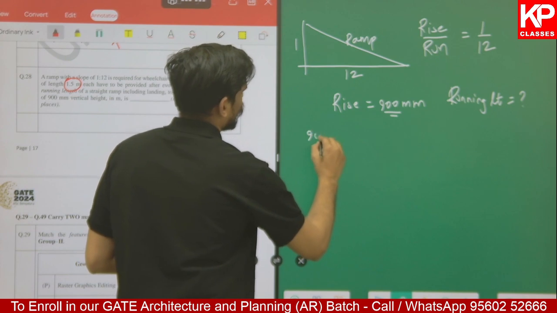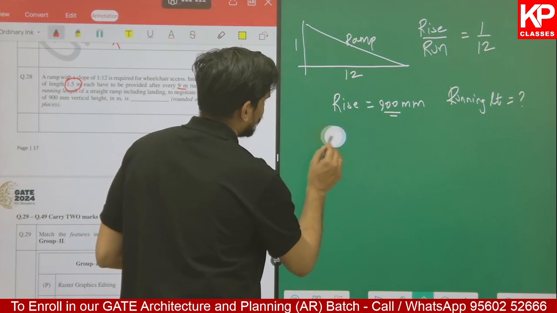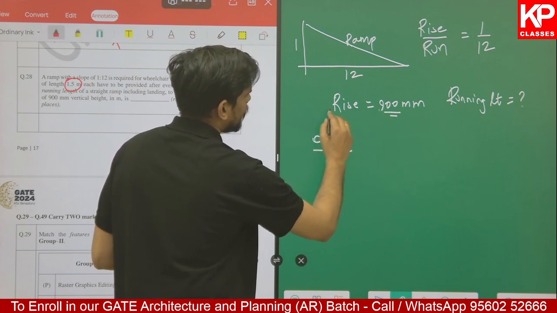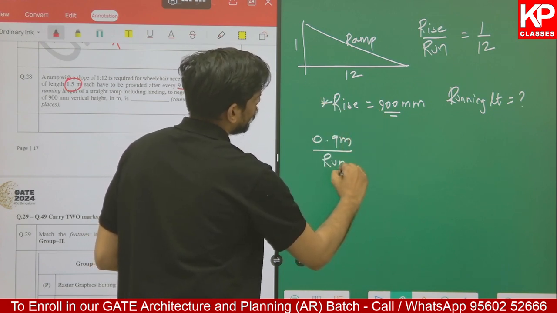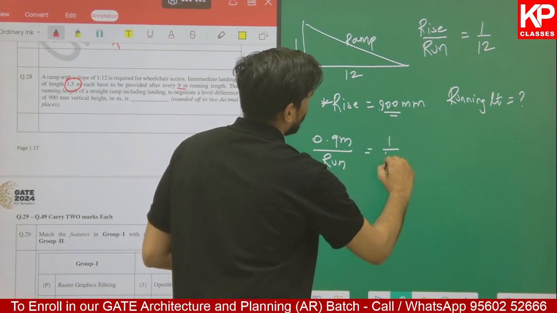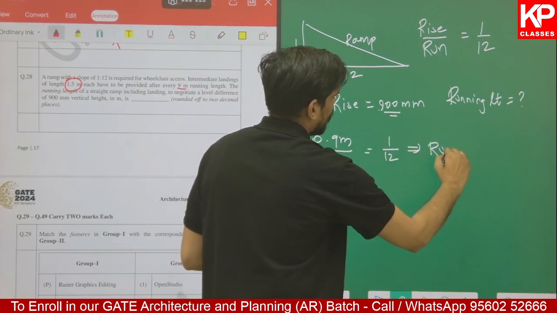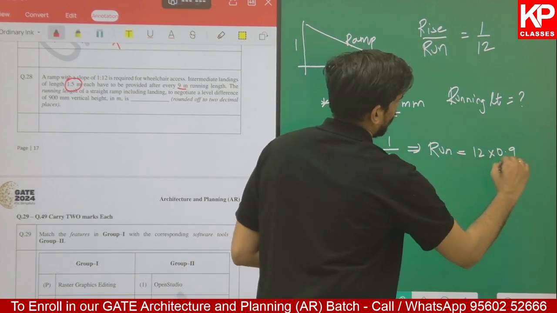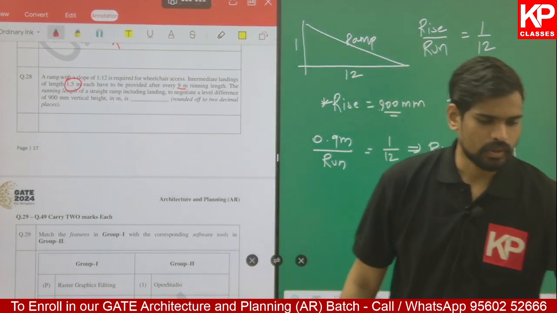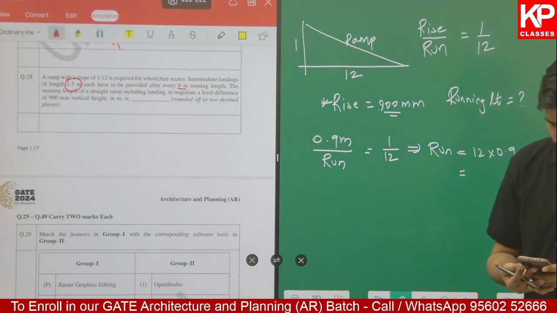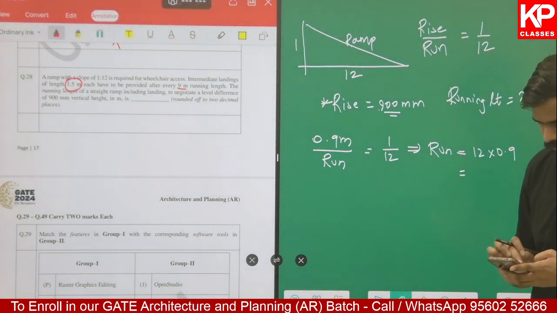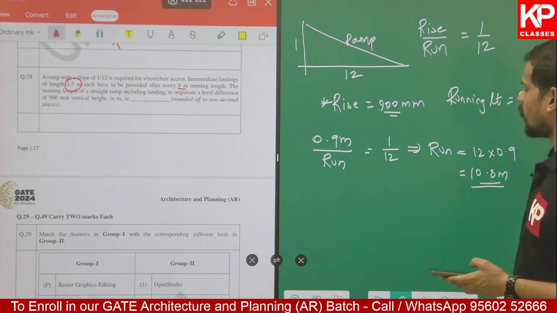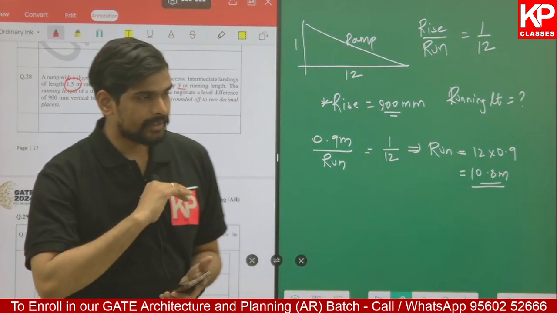So, the ratio between rise and run. If I write it in meters, 900 mm will be 0.9 meters. The rise divided by the run is equal to 1 by 12. So, this implies the run of the ramp is coming out to be 12 into 0.9. You can use your calculators to find out 12 into 0.9. That should come out to be 10.8 meters. That's the run. Now, that's not the running length. Running length is the inclined length.